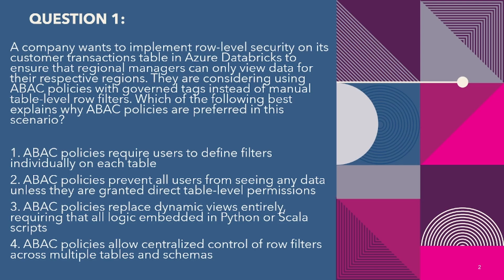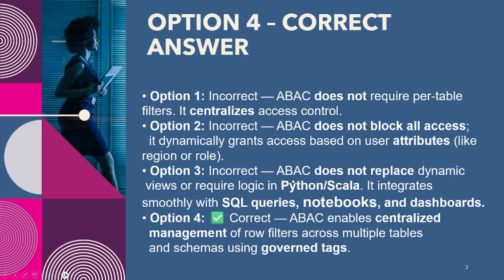Option 1 says that ABAC policies require users to define filters individually on each table. That's actually the opposite of what ABAC does. The whole point of ABAC, or attribute-based access control, is that it centralizes control. You don't want to be managing filters manually all over the place.